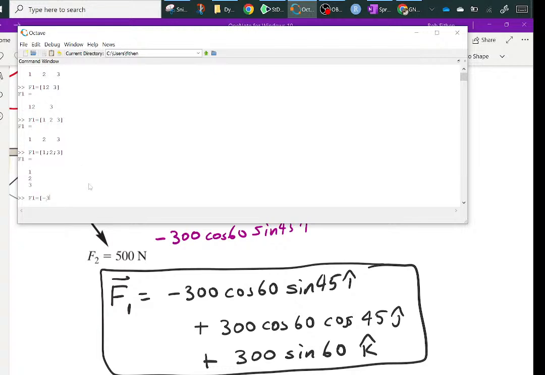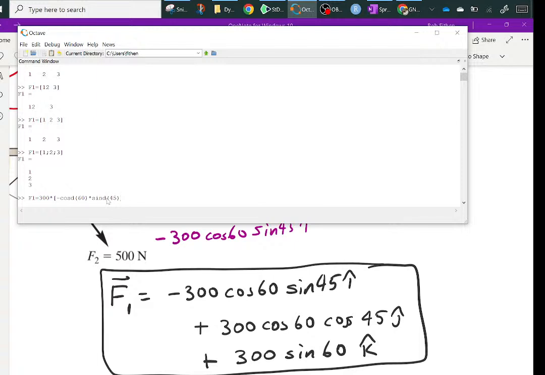So first, minus 300. Actually, if you'll notice, 300 is common to each of these three terms. So I'm going to take 300 times this matrix, which is cosine degrees of 60, and I need to put a minus sign in front of it, times sine degree of 45. Now I want a new row. I want a new character.